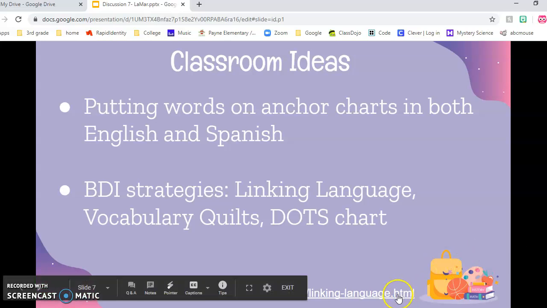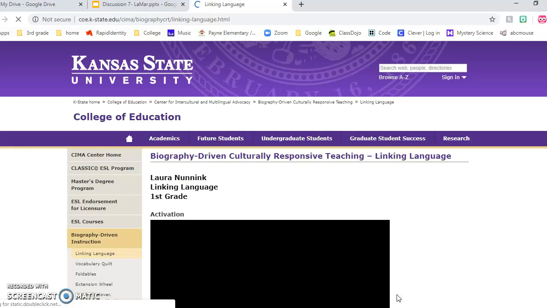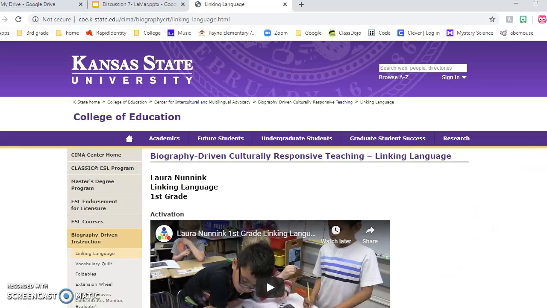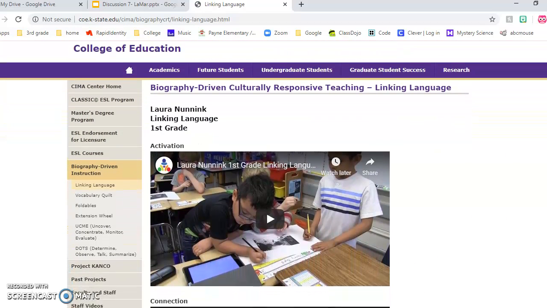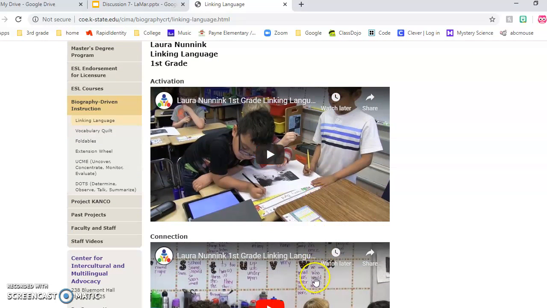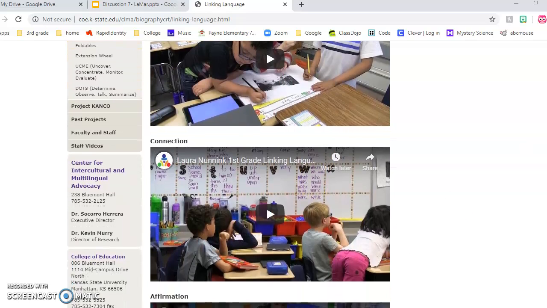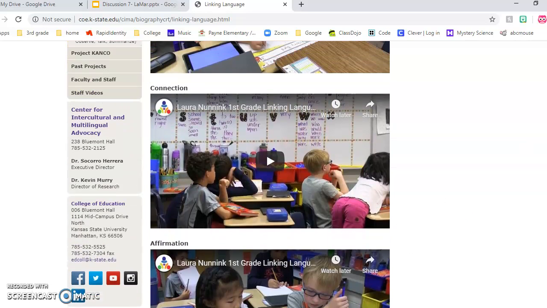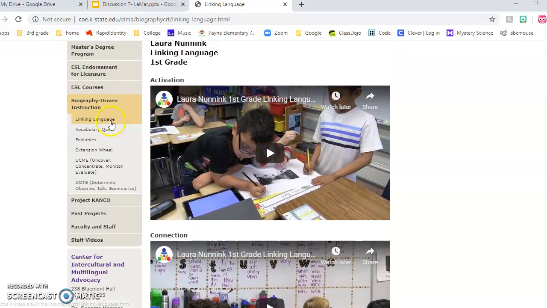I also have a link down here at the bottom that takes you to where the BDI strategies can be found. And I like this because they also have videos that you can see how they actually work in the classroom. So there are more than what I use in my classroom, but I use 3 of them very regularly in my classroom.